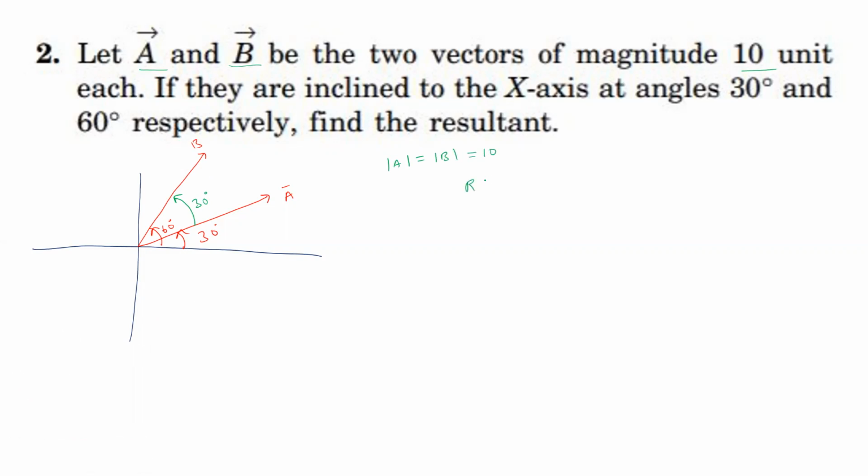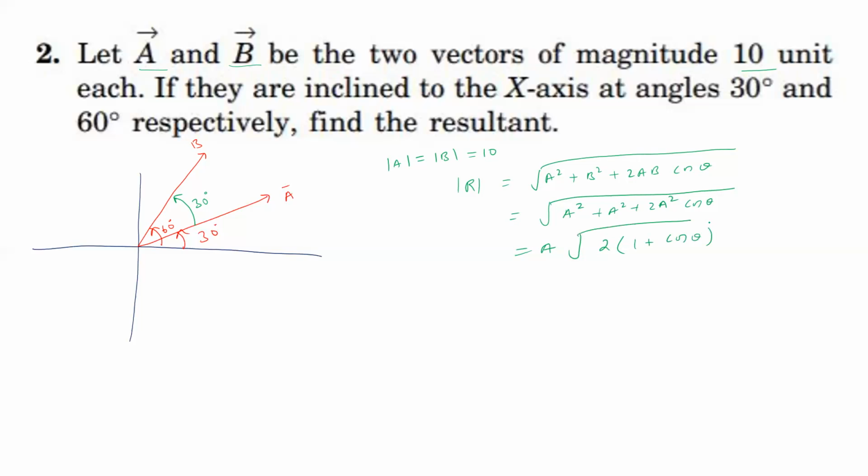Now let us take the resultant vector: mod R is equal to square root of A square plus B square plus 2AB cos theta. Here the magnitudes of A and B vectors are equal, so magnitude of A equals magnitude of B, and in the place of B we also substitute A. So A square plus A square plus 2A into A is 2A square cos theta. In this step we can take A square commonly outside the root, so A comes outside, and 1 plus 1 is 2. Here 2 is there, plus 2 cos theta. 2 plus 2 cos theta, taking 2 common, gives 2 into 1 plus cos theta, where theta is the angle between the two vectors.